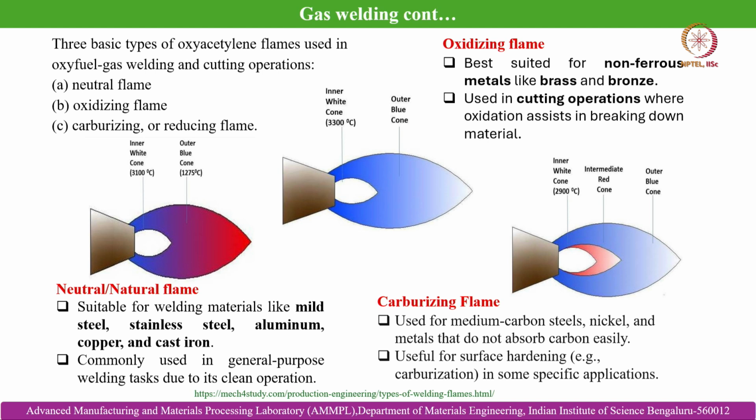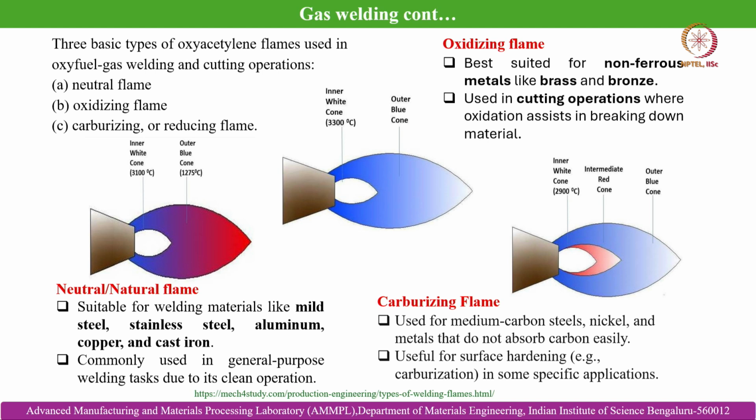So, you can see that there is an inner cone which is white in color, and the temperature is around 3100 degrees centigrade, whereas the outer cone, which is bluish in color, is much cooler, at 1275 degrees centigrade. And this flame is suitable for welding materials like mild steel, stainless steel, aluminium, copper and cast iron. It is the flame generally used in general purpose welding tasks due to its clean operation.